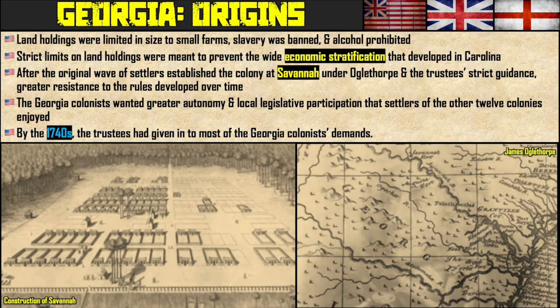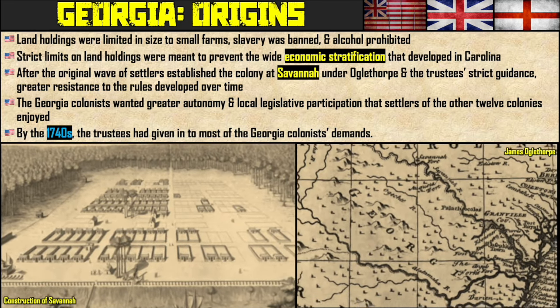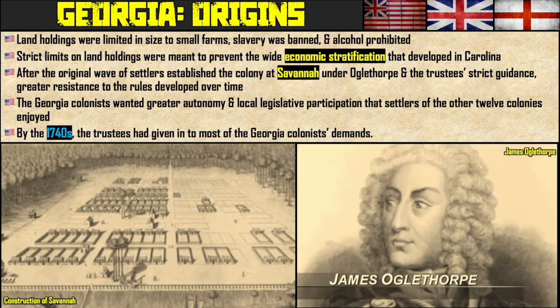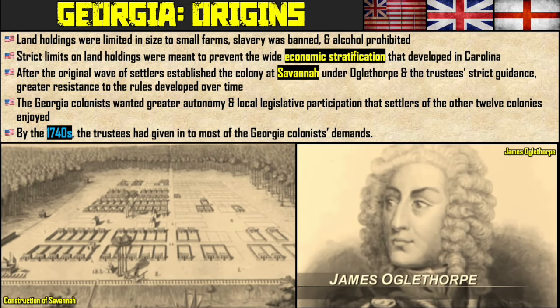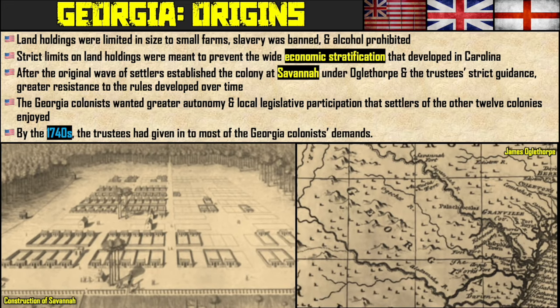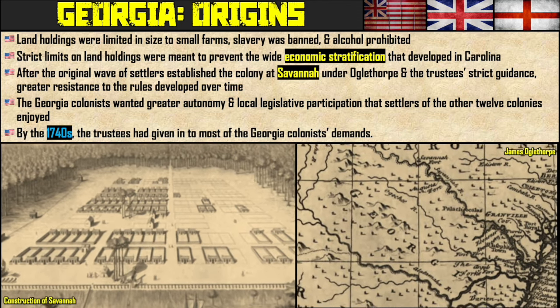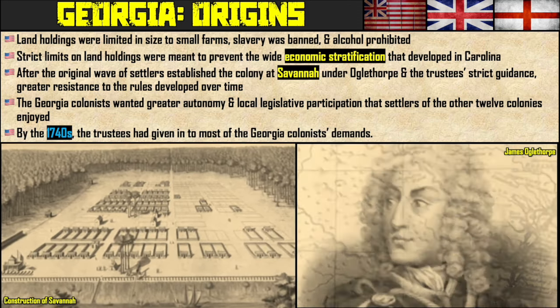After the original wave of settlers established the colony at Savannah under Oglethorpe and the trustees, greater resistance grew over the strict rules over time. The Georgia colonists wanted greater autonomy and local legislative participation that settlers of the other 12 colonies enjoyed. By the 1740s, the trustees had given in to most of the Georgia colonist demands. In the 1770s, when we get to the Revolutionary period, Georgia is just like all the other colonies with large plantations and legal slavery.